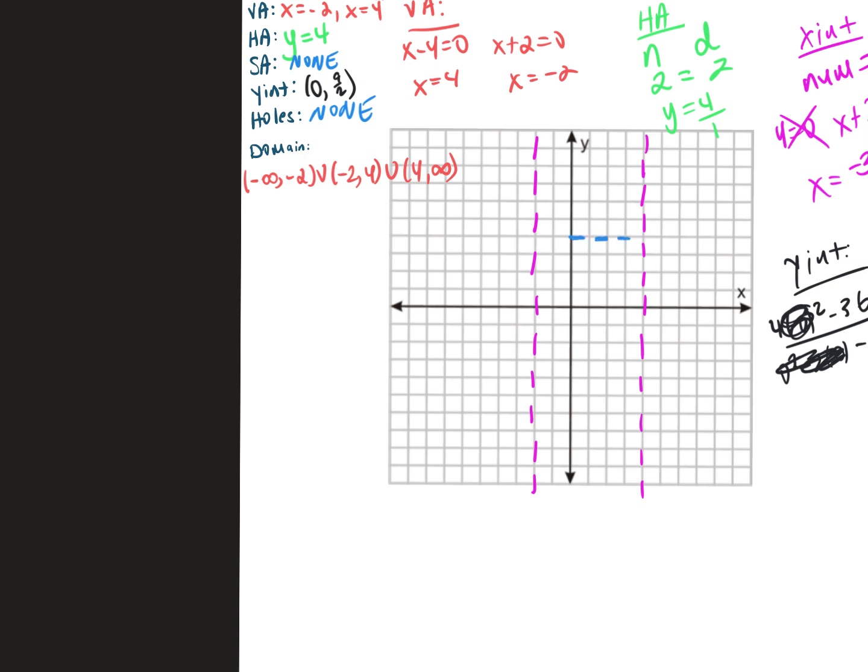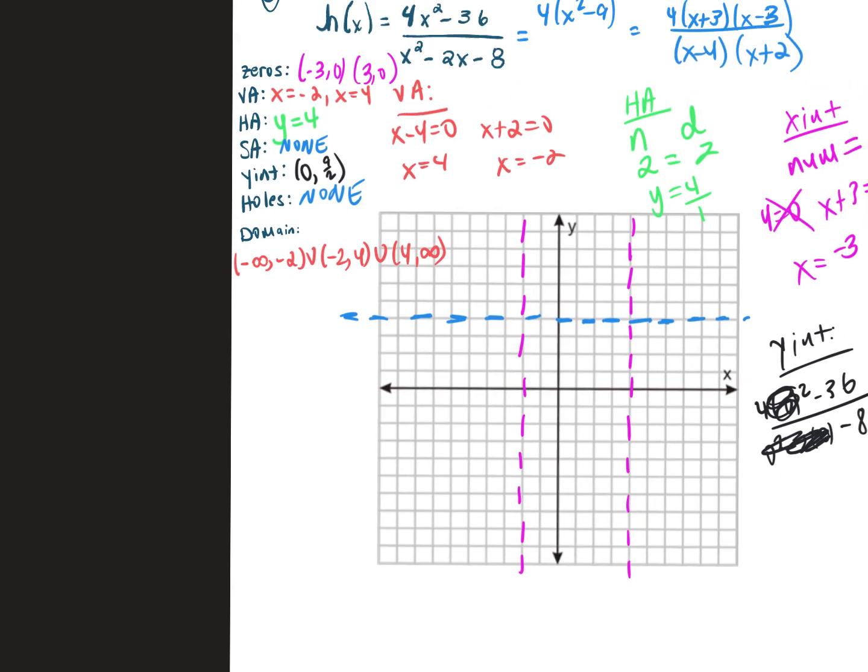Can my graph cross my horizontal asymptote? Yeah. Doesn't always, but it could. So now we have our sections. I have the left-hand side, the right-hand side, and the middle. So let's plot our intercepts.